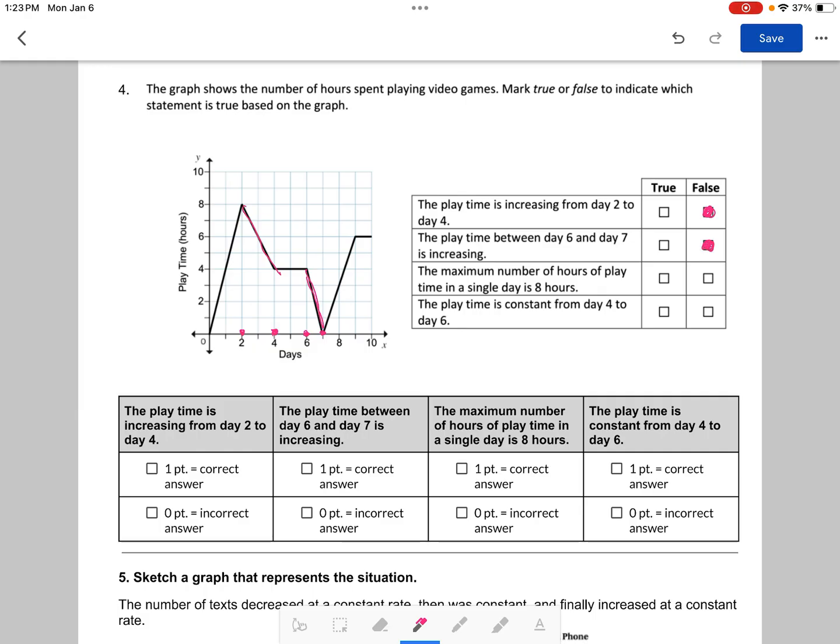Looking at the third statement, the maximum number of hours of play in a single day is 8 hours. Well, that's true. This is the highest amount of playtime there is, and we're at 8 hours. So that is a true statement. And then the last statement, the playtime is constant from day 4 to day 6. That is true. From day 4 to day 6, we have a straight line here. That means it's constant. That is a true statement.